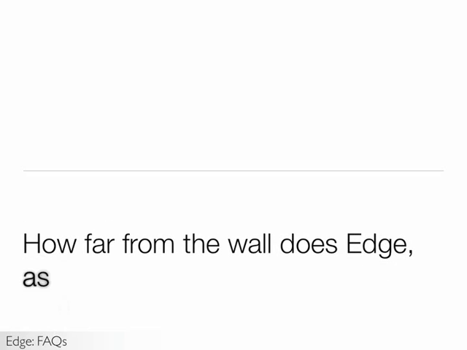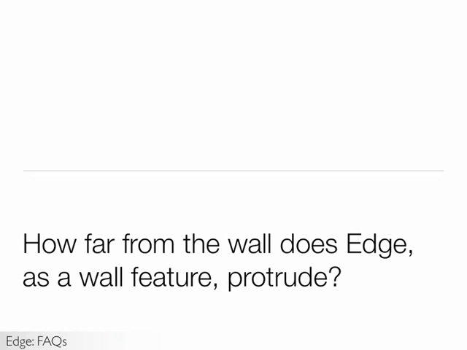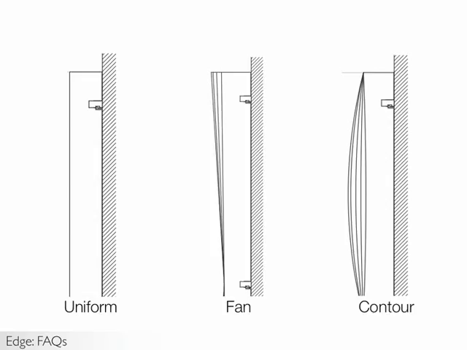How far from the wall does Edge as a wall feature protrude? This varies according to the pattern. Uniform protrudes 6 inches from the wall, while the other patterns may protrude as little as 2.5 inches from the wall and as much as 9 inches from the wall.